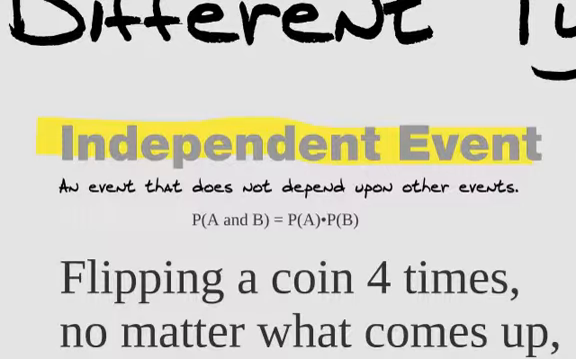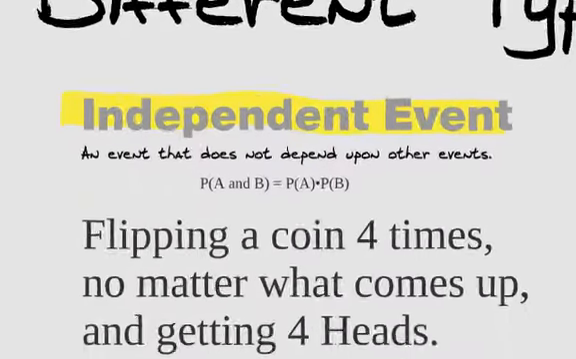And here's how we find it. The probability of getting A first and then B, well, here's what we do. We take the probability of A, the first event, and then we multiply it by the probability of the second event. What's the probability of the first thing happening, and then what's the probability of the second thing happening? And nothing changes between the two events, right? Because they're the same event.